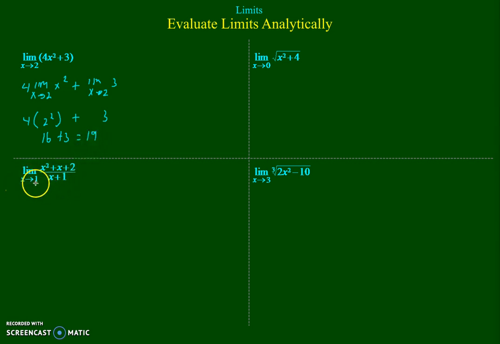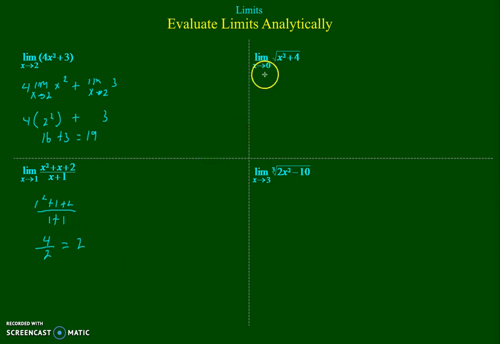We have the limit as x approaches 1 of this rational function. Now, the only obstacle potentially to evaluating this by direct substitution is if the substitution makes this denominator 0. Well, since this is a positive value, this becomes a positive number, so it's not 0, so we're clear. So all we have to do is directly substitute the 1 in for x. So we have 1 squared plus 1 plus 2 over 1 plus 1, which gives us, on the numerator, 4 over 2, which is 2. So that's a fairly straightforward one.